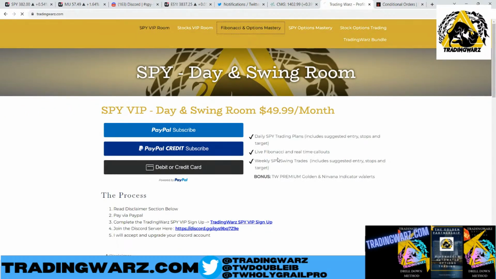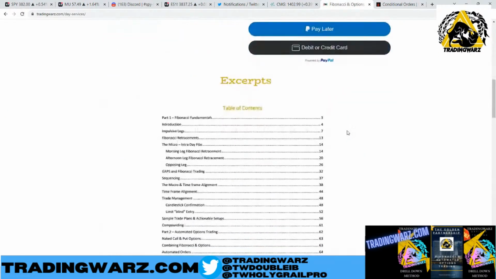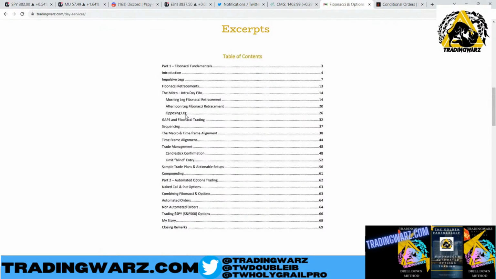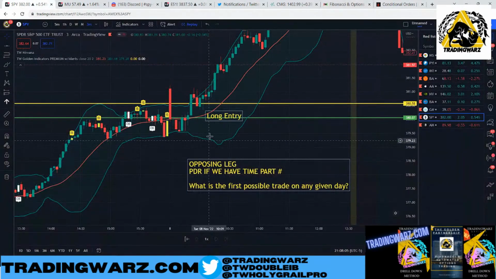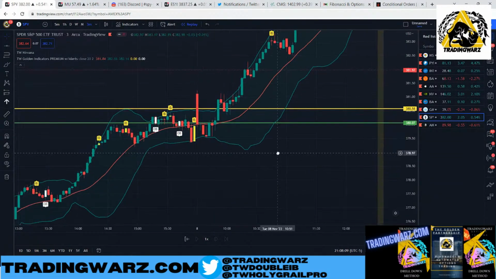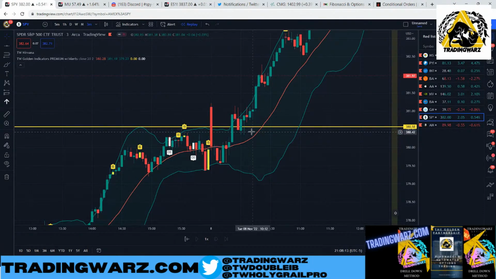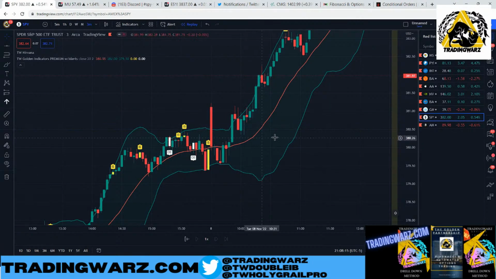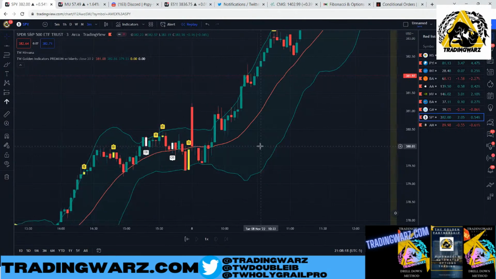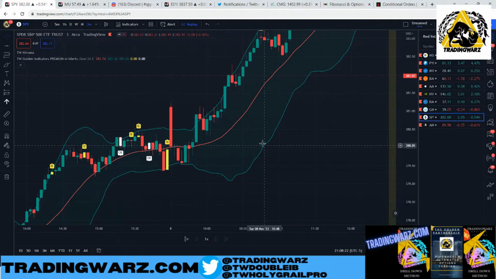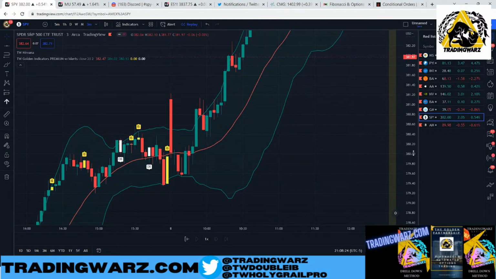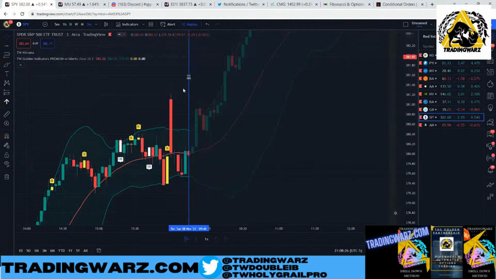For those of you that have the book, we go right here to page 26, opposing leg. This is a concept that I learned about a long time ago through trading. And it's something that you need to either be trading consistently, so you need to look for the opposing legs consistently, or you need to be a scalper to really be able to use this effectively. Okay, so let me show you exactly what happened today.